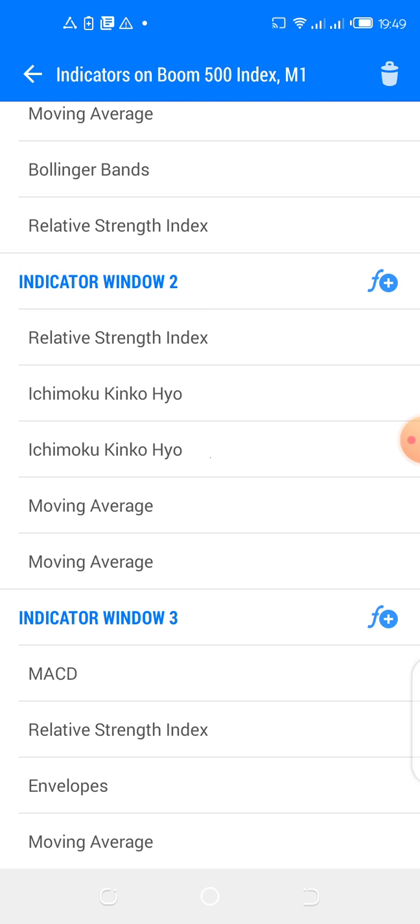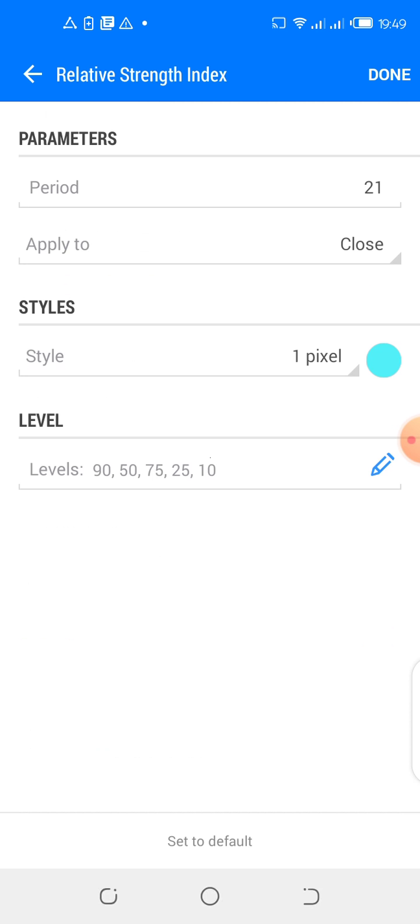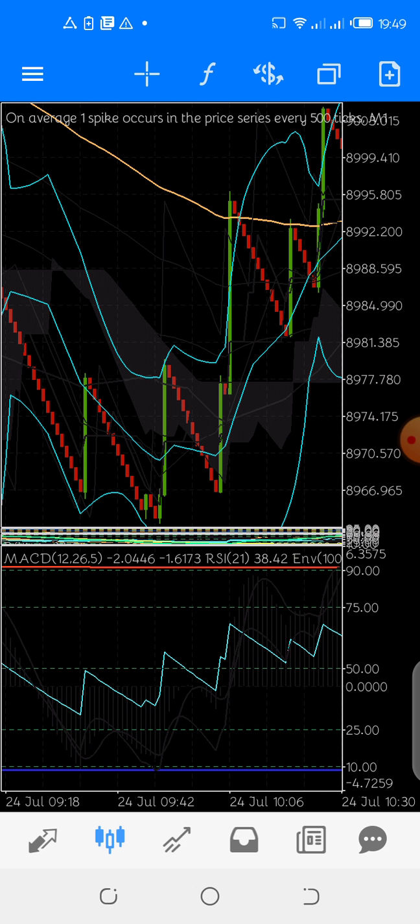In the indicator window, we only have the relative strength index, with a value of 21 applied to close, and the levels are 90, 50, 75, 25, 10, but we are not using the levels so much, okay? We're just using the peak points. Done. That's it. So it's just the RSI. Just two indicators. Well, the Bollinger Band on the main indicator window is also used, but not really for this tutorial. Okay, so let's go.